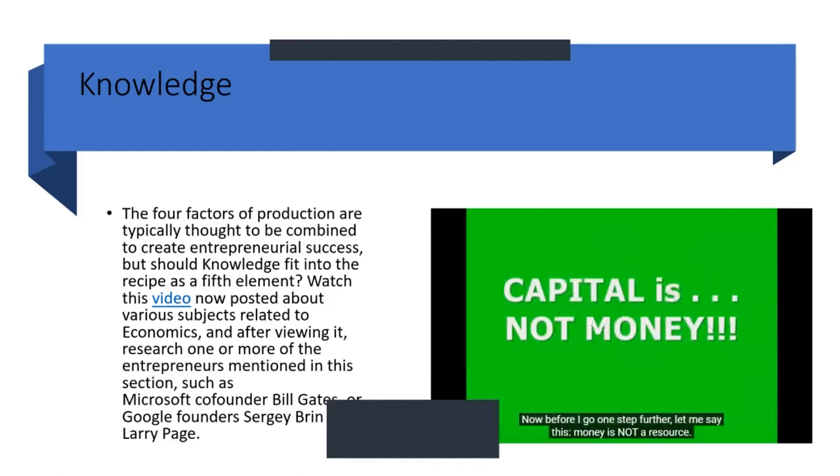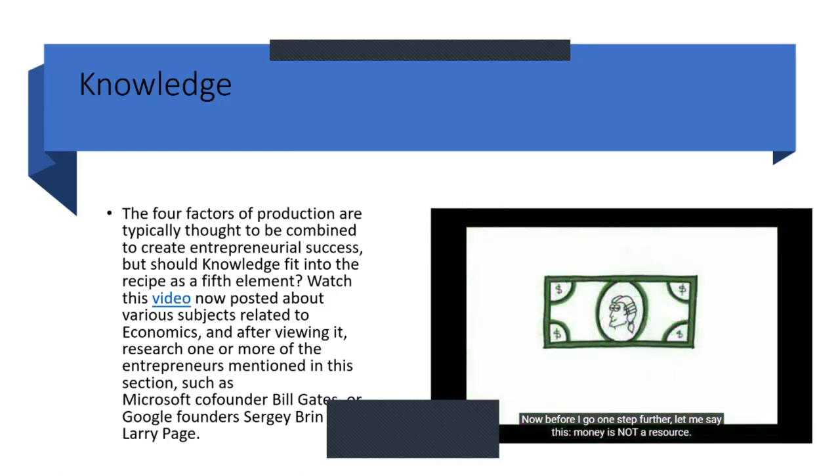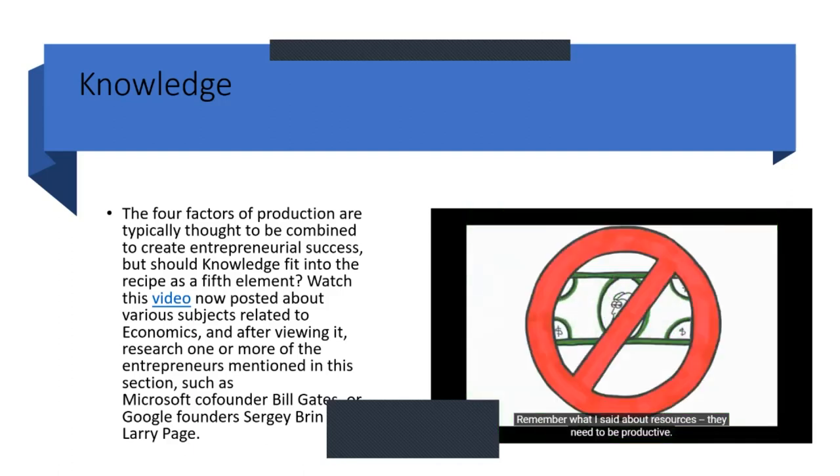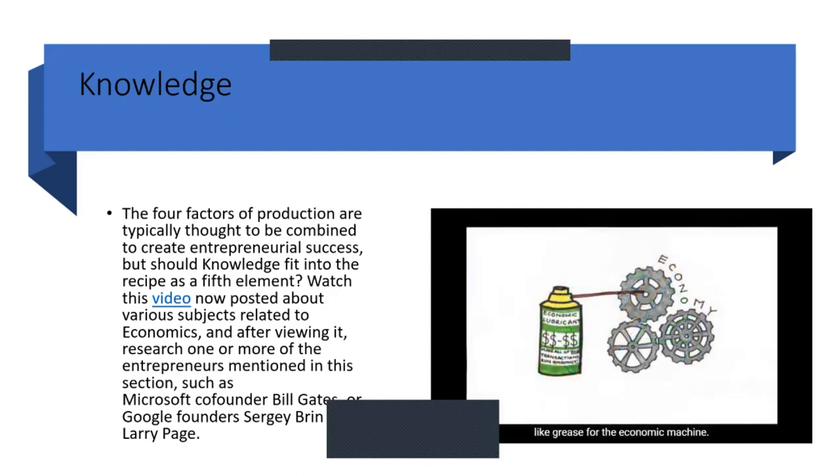Now, before I go one step further, let me say this. Money is not a resource. Remember what I said about resources? They need to be productive. They have to be used to make something else, and money can't do that. Don't get me wrong. Money helps the economy move along more efficiently, more smoothly. It's like grease for the economic machine, but in and of itself, it can't produce anything. It's used to acquire the productive resources that can produce goods and services.